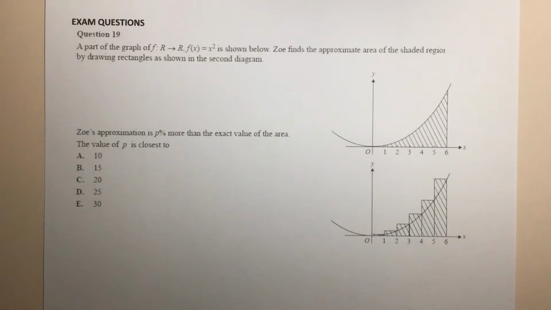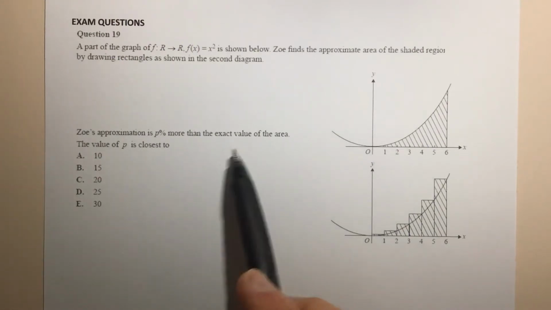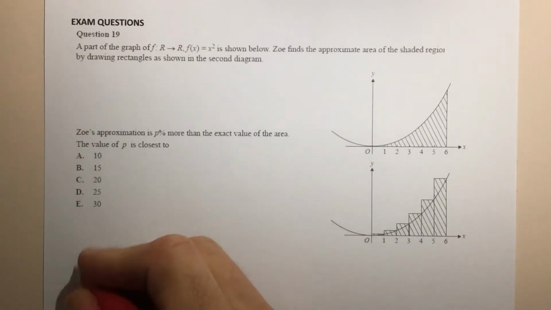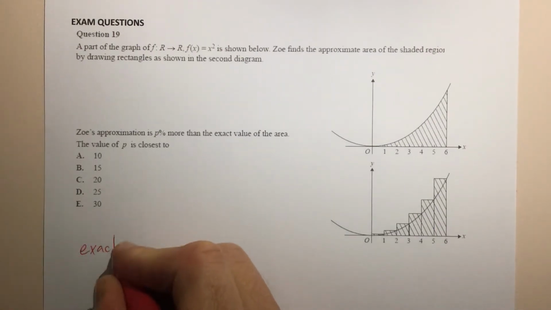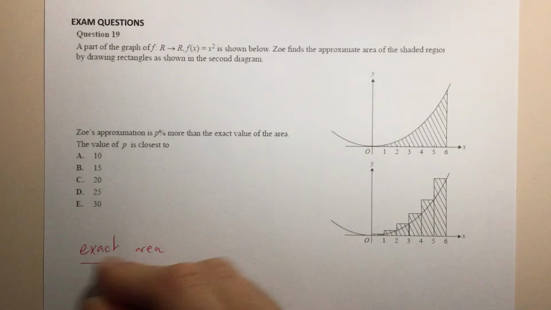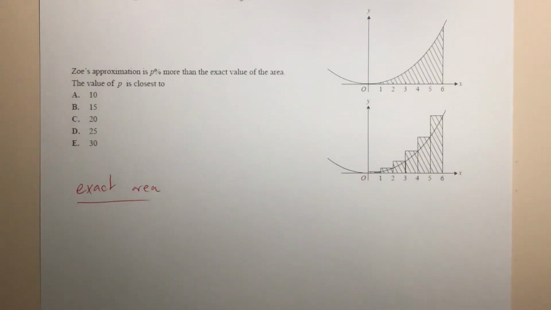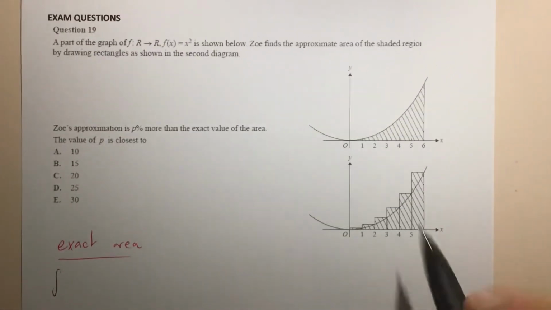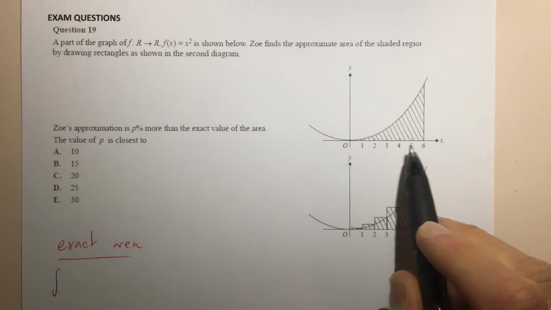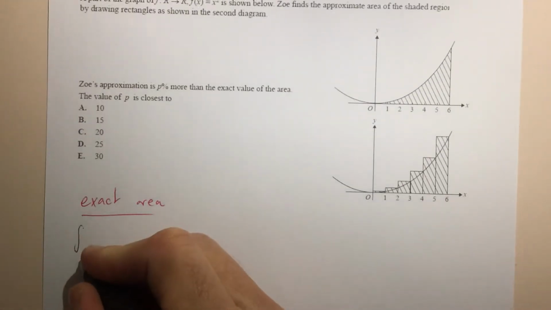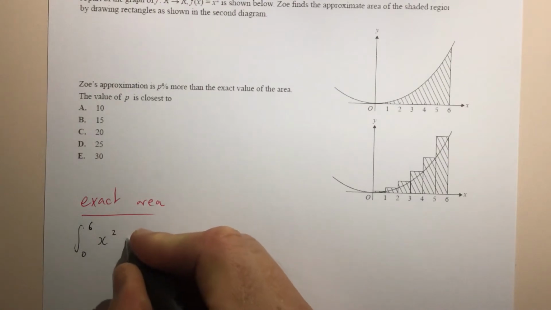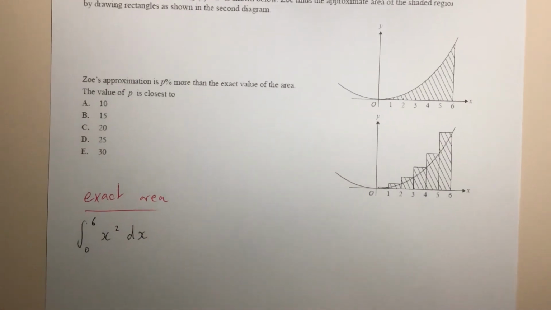Okay, so we're going to have to work out here the exact value and the approximation. So let's do that first. Let's start with the exact value of the area. The exact area, well, we know that we can find that using an integral. So the exact area would be given by the integral. Now from the diagram, it's from 0 to 6. So our terminals will be 0 and 6 of the function x squared with respect to x.